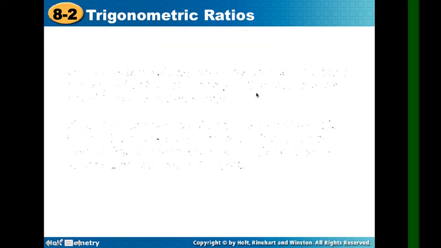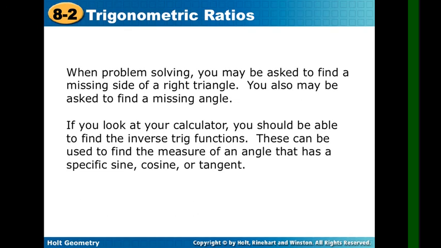Got it? Next, another. When problem solving, you may be asked to find a missing side of a right triangle, katulad kanina. You also may be asked to find the missing angle. So, given yung angle, nawawala yung side. If you look at your calculator, you should be able to find the inverse trigonometric functions. These can be used to find the measure of the angle that has a specific sine, cosine, or tangent. Usually, sa calculator, makikita mo yon sa taas ng sine, cosine, and tangent symbols.